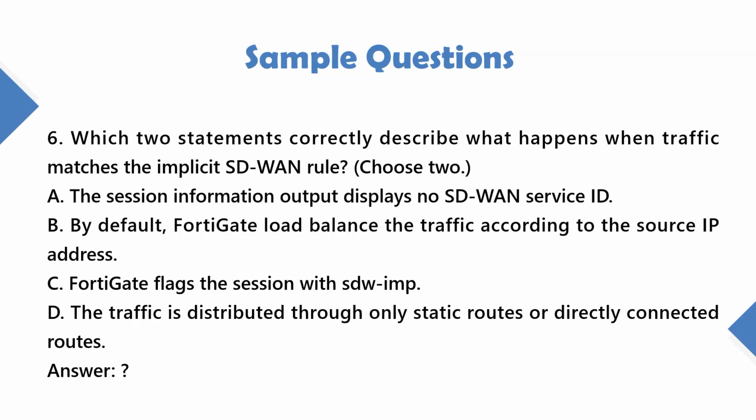6. Which two statements correctly describe what happens when traffic matches the implicit SD-WAN rule? Choose 2. A. The session information output displays no SD-WAN service ID. B. By default, FortiGate load balances the traffic according to the source IP address. C. FortiGate flags the session with SDWINF. D. The traffic is distributed through only static routes or directly connected routes.